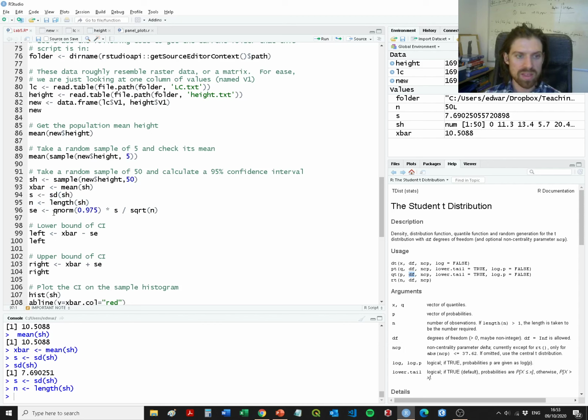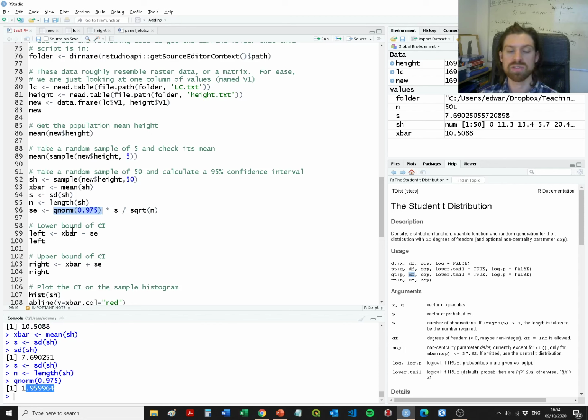Once we've done that, we're able to get the z value for the 95% confidence interval on the upper part of the distribution. So we're using 0.975, and that produces the same value as before, 1.96. That gives us our z value.